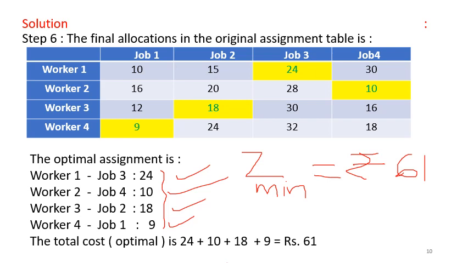In our next video, we will discuss the same Hungarian method of solving assignment problems, but we'll consider an unbalanced problem where the number of rows is not equal to the number of columns and see how we can solve it applying the Hungarian method. Thank you.